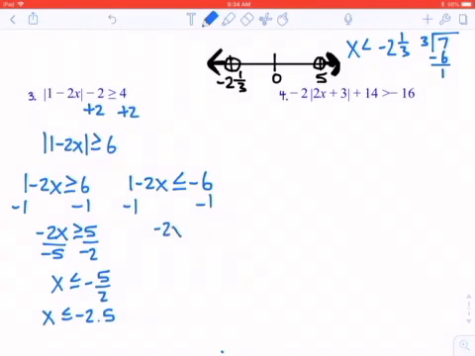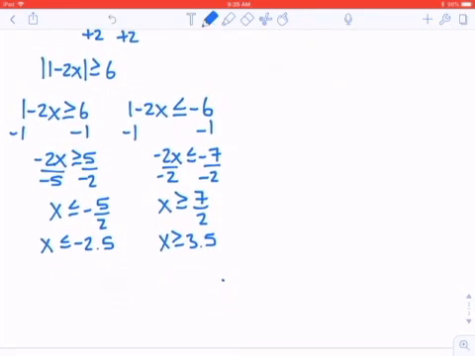I'm going to keep solving. So we subtract 1 from both sides on the second inequality, and we have negative 2x is still less than or equal to, because we're just subtracting, negative 7, and then we're dividing by negative 2, so be careful. We've got to change the sign of our inequality. And now negative 7 divided by negative 2 becomes positive 7 halves. And that would be 3.5 to help us graph it.